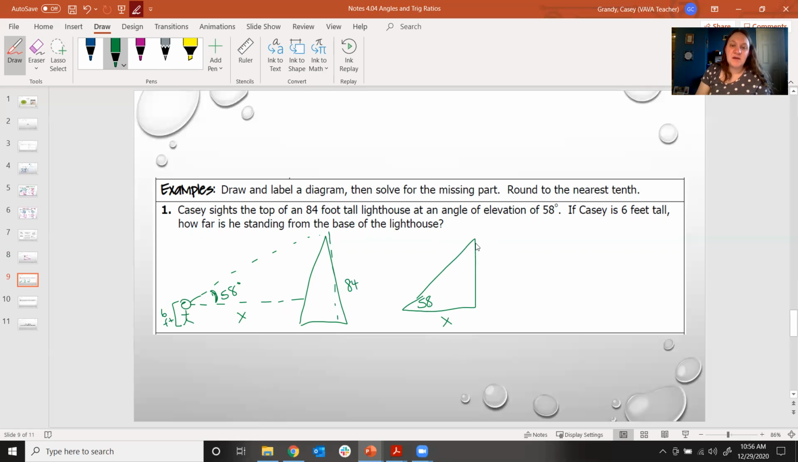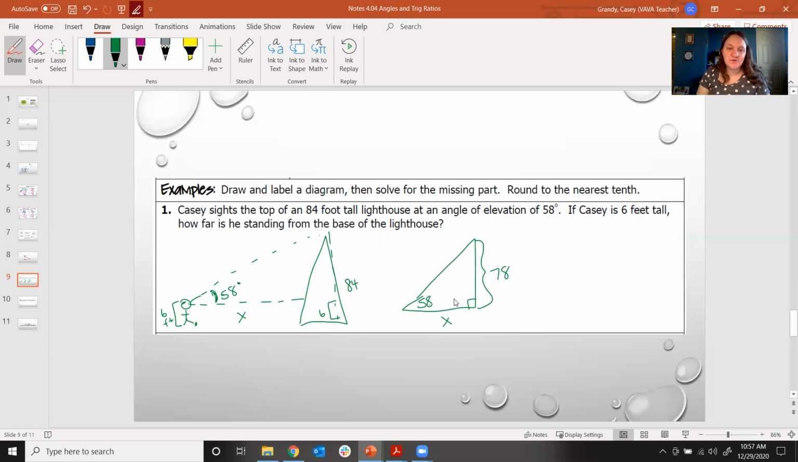Okay. Now I'm not going to put an 84 right here. This is not 84. Why not? Well, notice the line of sight was not exactly at the ground. Casey's eyes were not on his feet. Casey's eyes are 6 feet above the ground. So between here and here is 6. So this distance will be 84 minus 6, or 78. So we just have to watch out for that.